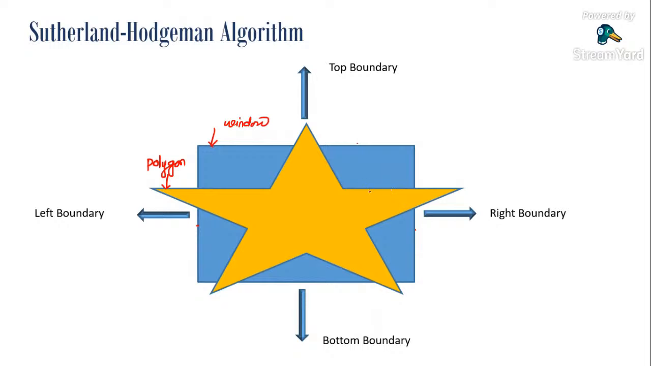Okay, so in the Sutherland-Hodgman algorithm, first of all you have to clip the polygon against the left boundary. Once that is clipped, the output whatever you are getting, you have to provide to right boundary clipping. Then you have to clip against the right boundary. Now whatever output you get, you provide to the bottom boundary for clipping. And then whatever output you are getting will act as an input for top boundary clipping.